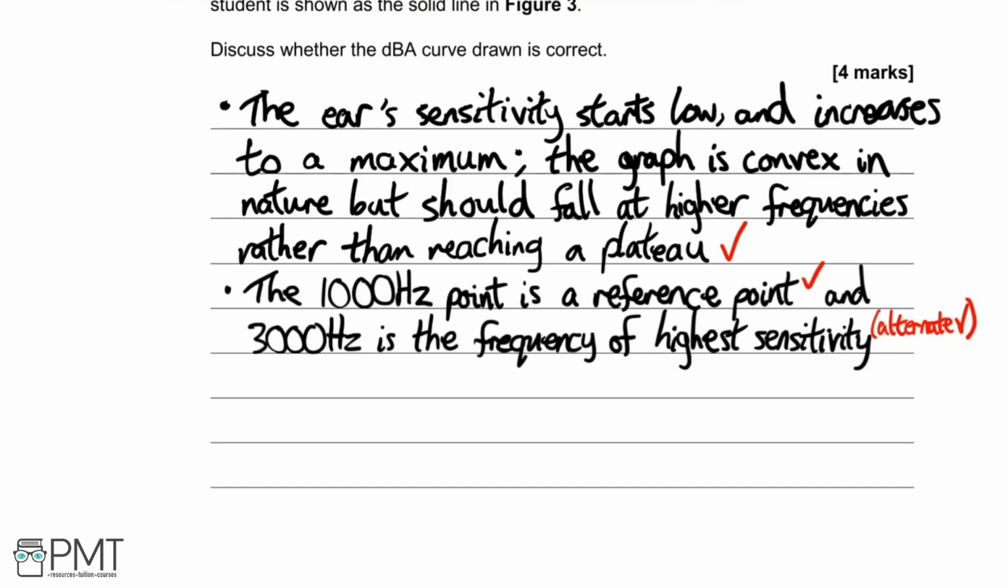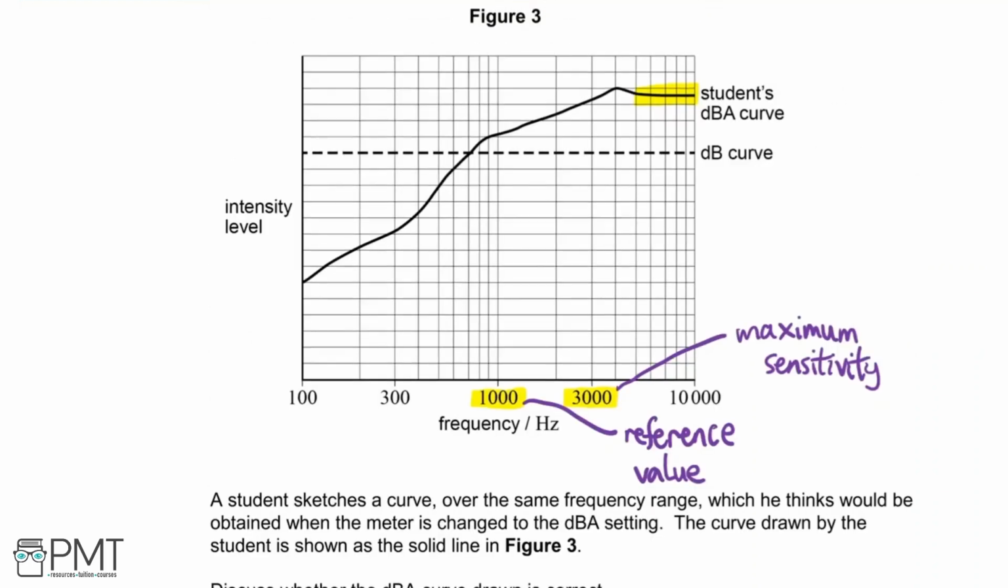Let's look back at the graph again. Now we can see that the two curves cross at about 750 hertz, when realistically they should cross at 1000 hertz, or a kilohertz. So that's another point that we can make for a mark.